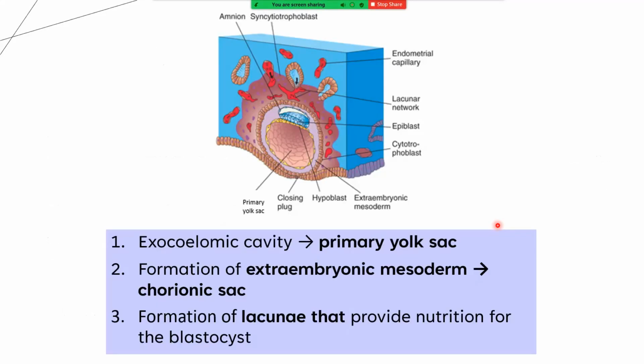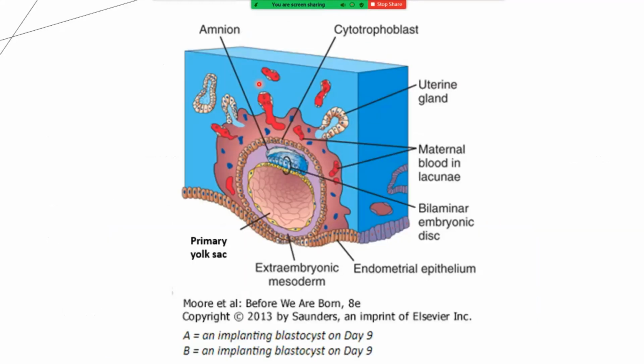So what happened during the second week so far? It's the primary yolk sac formation and the formation of extraembryonic mesoderm, which later develops into the chorionic sac, and the formation of lacunae, present within the syncytial trophoblast, that provide nutrients to the blastocyst.